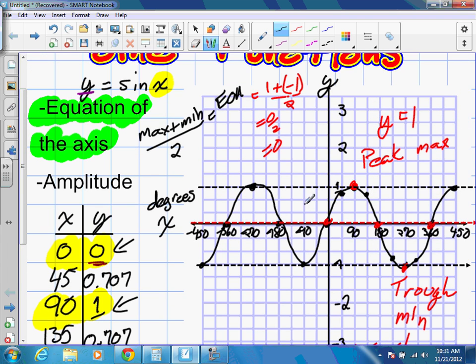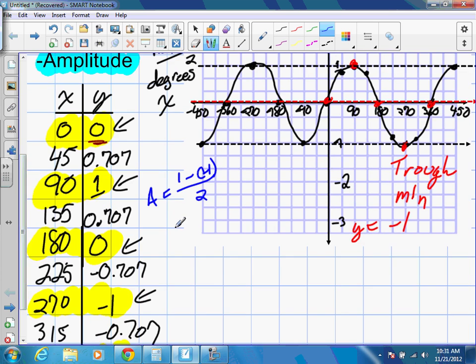Okay? And finally, the last thing we want to focus on is our amplitude. Our amplitude is a similar equation. But in this case, we take the max and we subtract the min. So max, subtract min, divided by 2. Okay, we'll do the amplitude in blue. Well, what was our max? 1 subtract, what's our minimum? So we'll say A equals 1 subtract negative 1, divided by 2. What does 1 subtract negative 1 give us? What's 2 divided by 2? 1. So our amplitude of this is 1.